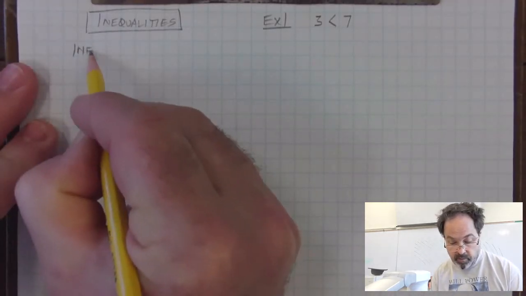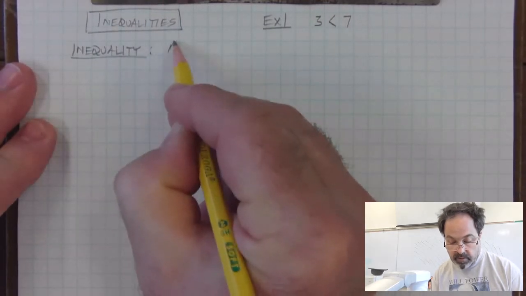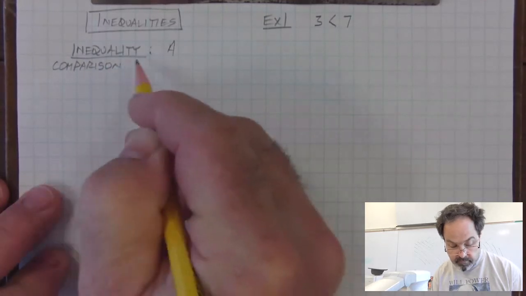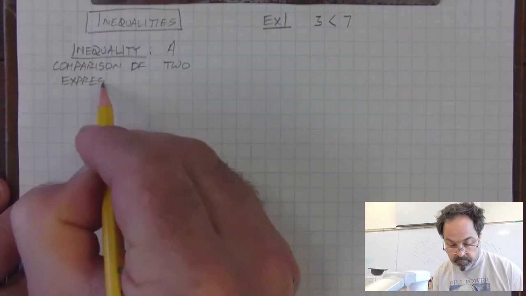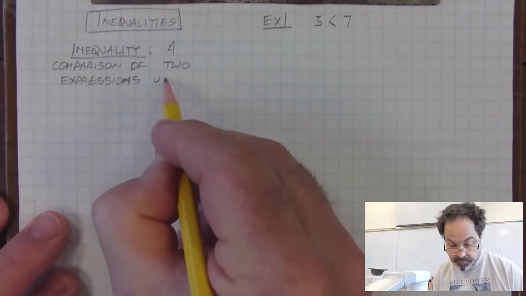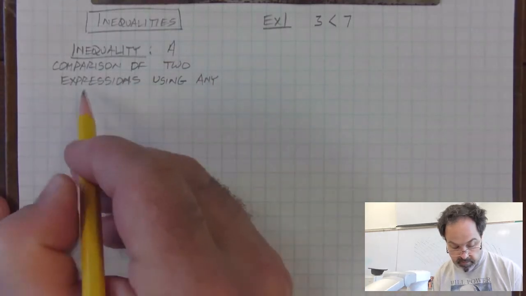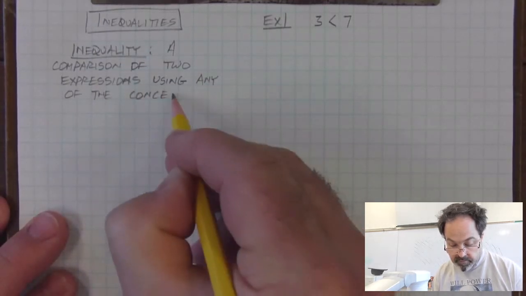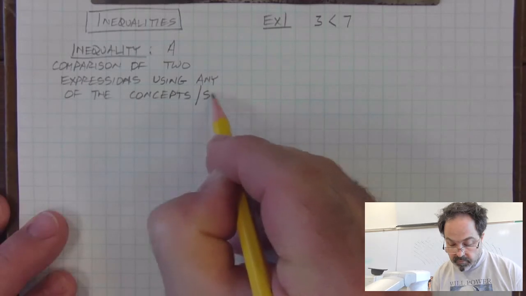Let's define what an inequality is. An inequality is a comparison of two expressions, just like an equation, but in an inequality we're using any of the concepts or the symbols for them.